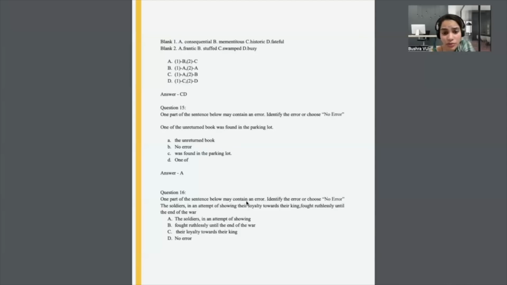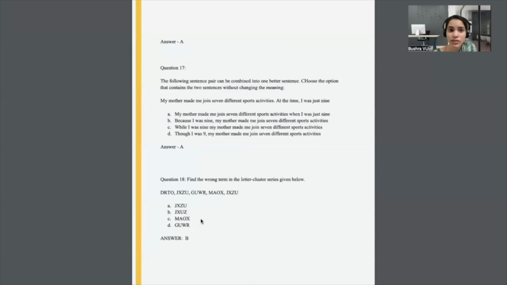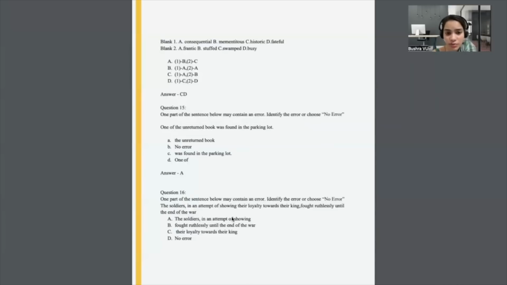One part of the sentence below, same again. The soldiers, in an attempt of showing their loyalty towards their king, fought ruthlessly until the end of the war. There's no error with this one. It says soldiers, in an attempt of showing. Oh, no, the correct answer should be D. Attempt of showing. See, the correct answer should be no error. I don't think there's an error with this one.